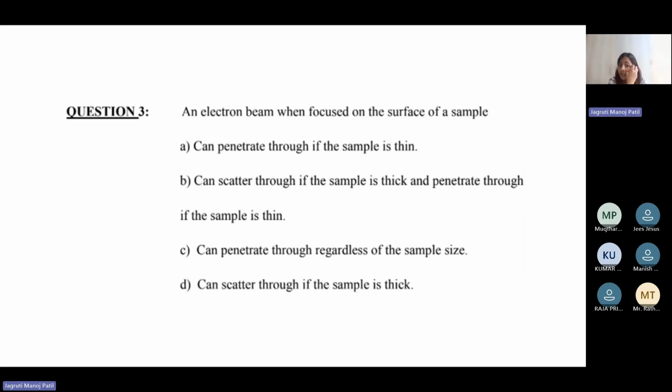Then next, an electron beam when focused on the surface of a sample, what can happen to it? Will it penetrate through if the sample is thin? Will it scatter if it's thick? Okay.